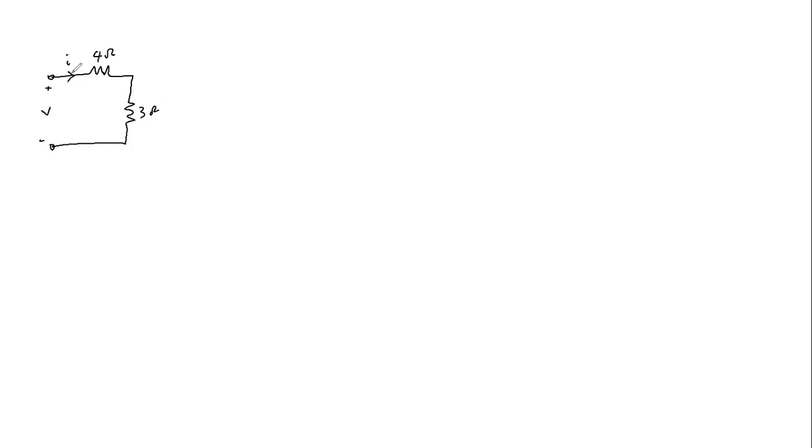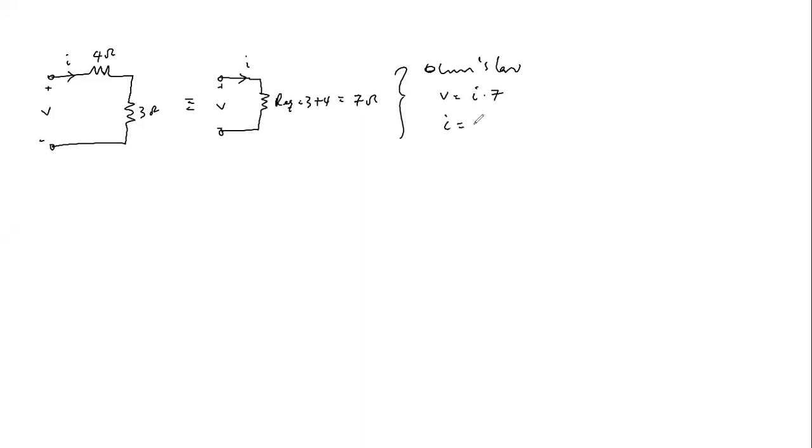Now, this is an open loop, right? Meaning 4 ohms, 3 ohms are connected in series. So this is equivalent to the circuit plus minus V, current I flows through. Then R equivalent here is the same as 3 plus 4, which is equal to 7 ohms. So from here, by Ohm's law, V is equal to IR, which is 7, and then I is equal to V over 7. Remember, in element law, you must specify the current and the voltage relationship.